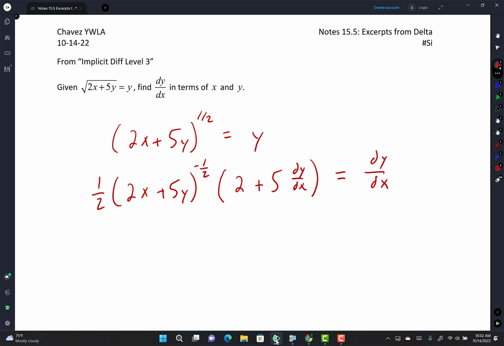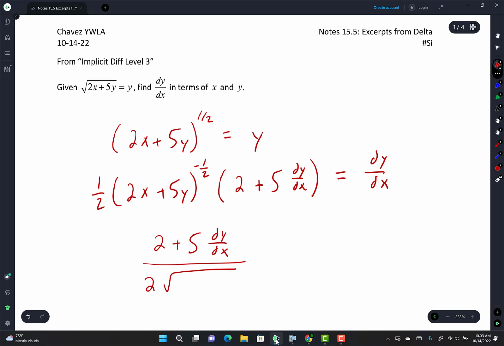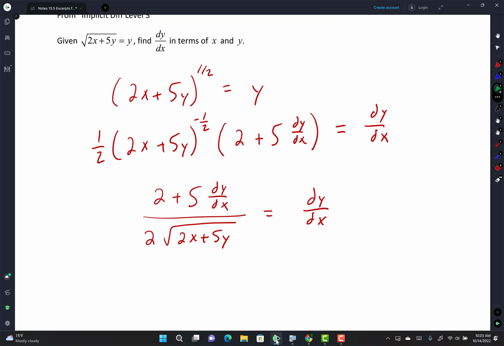Now comes algebra. Let's see, what would I do? I think I would do this. (2 plus 5 dy/dx) over, and I will put 2 in parentheses, square root of 2x plus 5y, equals dy/dx. Is everyone okay with that? The next thing I would do, I would multiply by the denominator to get rid of it. I don't know, do you guys want me to multiply that 2 there? It doesn't matter. Okay, I'll multiply the 2. I'm talking about this one there. It does and it doesn't matter.